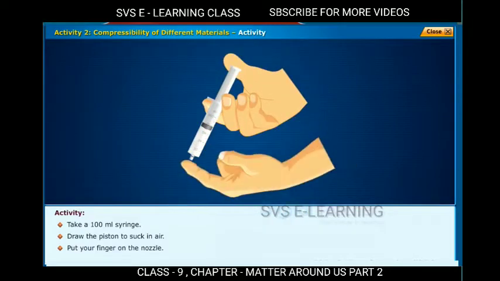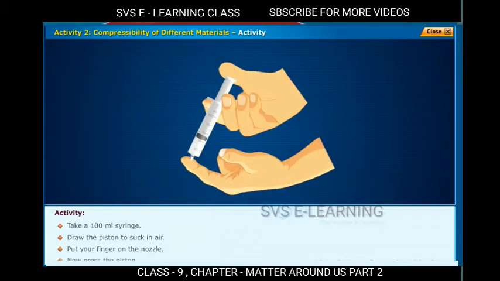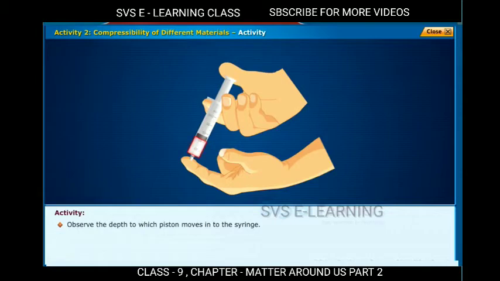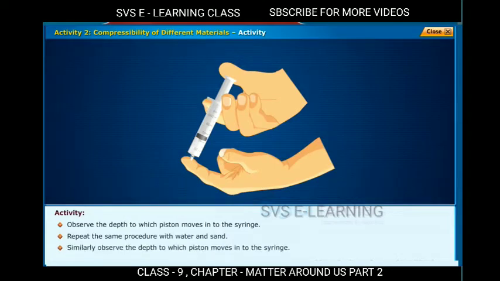Put your finger on the nozzle. Now press the piston. Observe the depth to which the piston moves into the syringe. Repeat the same procedure with water and sand. Similarly, observe the depth to which the piston moves into the syringe.